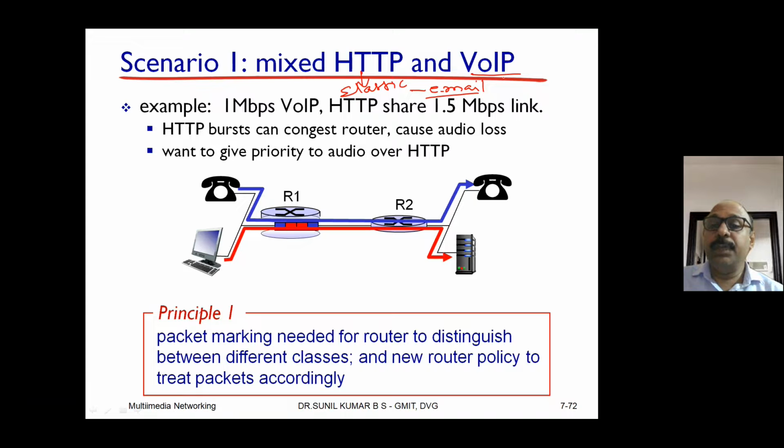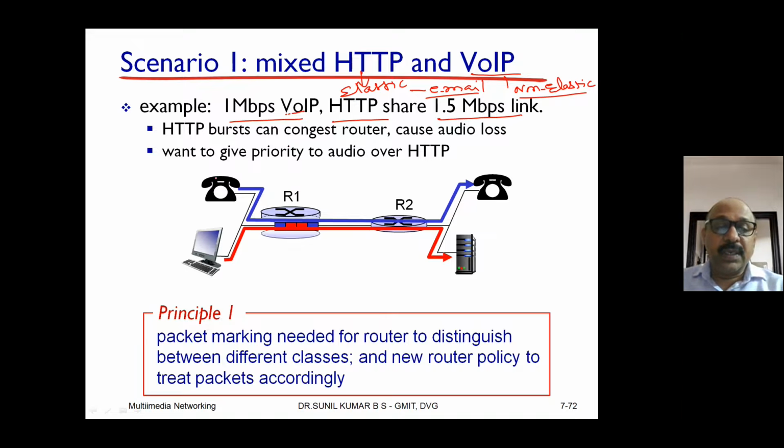But VoIP is non-elastic. So here it will not accept a bigger delay. It has to be transmitted in real time. If there are two categories of transmission, how will your system behave for that? In this example, 1 Mbps of VoIP, voice over internet protocol, and HTTP both will share a 1.5 Mbps link.